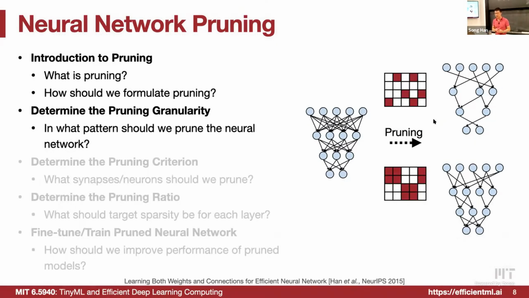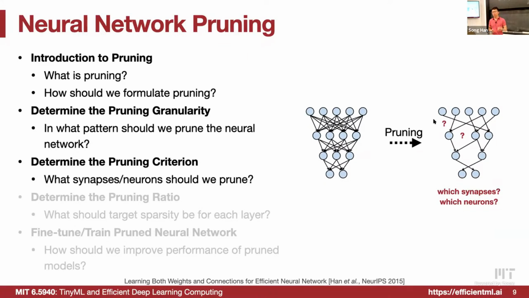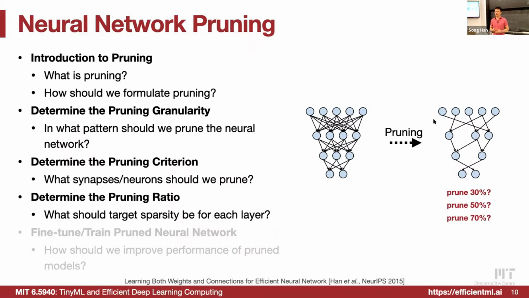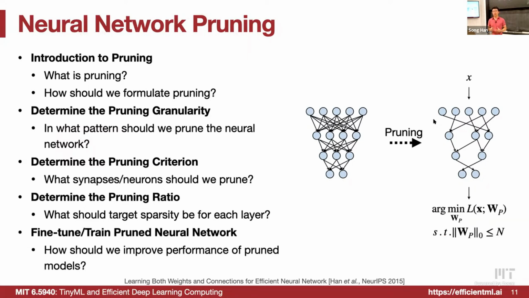And then we are going to introduce the pruning granularity in coarse grain versus fine grain, and then the pruning criterion, which neurons, which synapses to remove, which neurons, which synapses to keep, followed by determining the pruning ratio. What is the redundancy? Can we reduce a lot? Can we reduce just a little bit? How do we select the pruning ratio while maximizing the amount of neural connections that is pruned and minimizing the loss of accuracy? And finally, we're going to talk about how to fine-tune, how to retrain the network so that we can recover the accuracy as the same as before pruning.